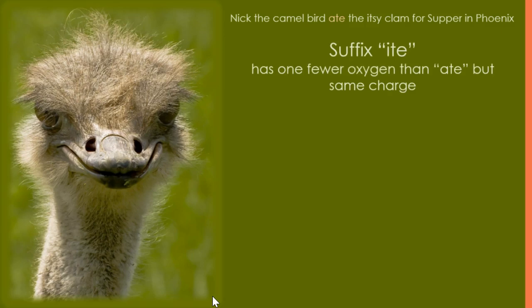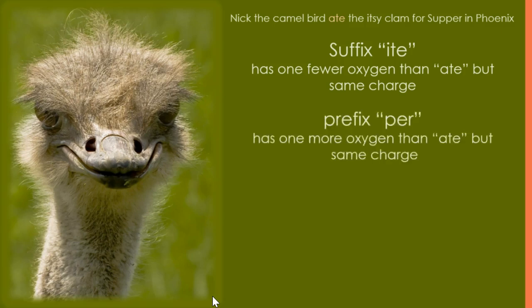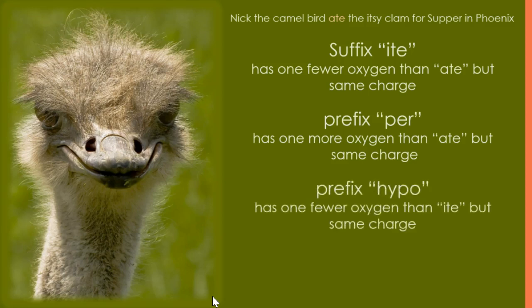Let's look at some of these rules we talked about. If an anion has a suffix of "ite," it just means it has 1 fewer oxygen than the ate version, but has the same charge. Now, let's look at a couple other things. If we have a prefix of "per," that means it has 1 more oxygen than the ate ion that corresponds with it. It has the same charge. If we have a prefix of "hypo," it has 1 fewer oxygen than the "ite" form that it corresponds with, but it also has the same charge.